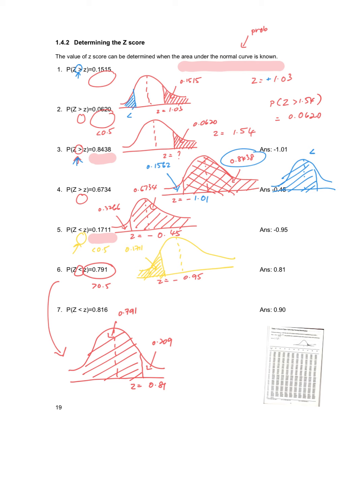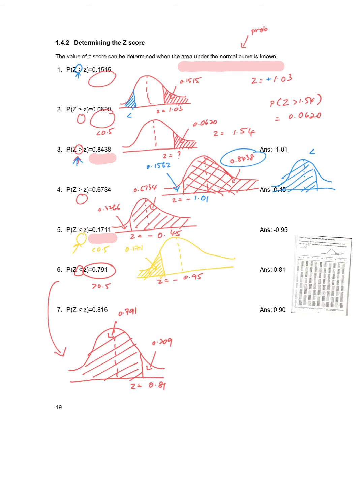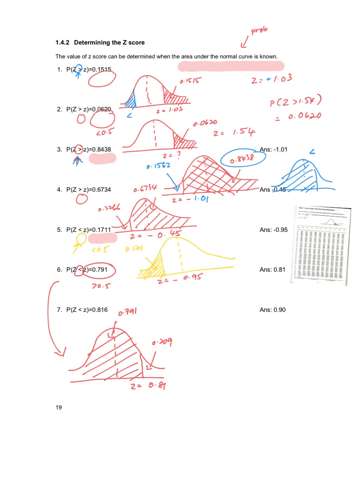Okay, number 7, last one. Probability of Z less than Z equals to 0.816. So case dia sama. Kalau kita lukis, sign dia kurang, probability value dia more than 0.5. Maksudnya dia akan ambil kedua both side. So kita akan ambil dia dari sebelah sini. So this is the area, and this one is equivalent to 0.816.